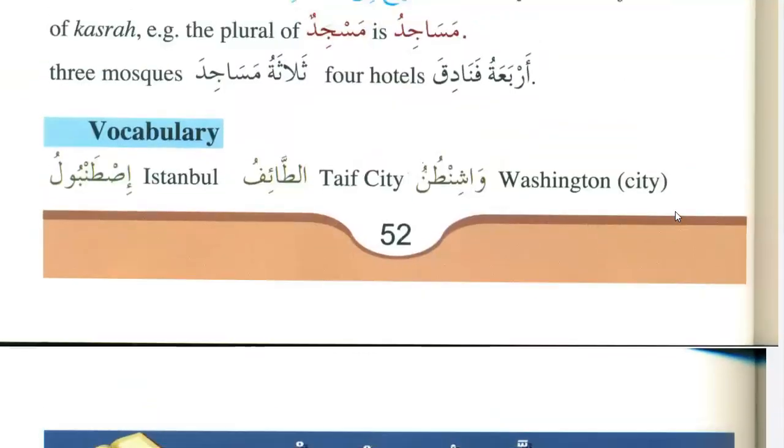Read the vocabulary also. Istanbul, At-Taif, Taif city, Washington city.